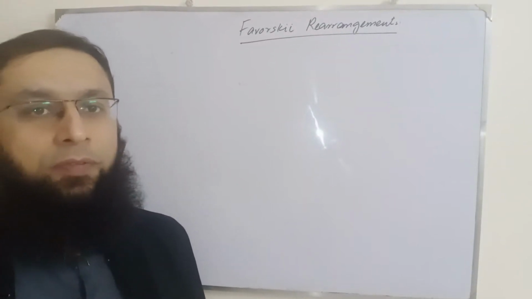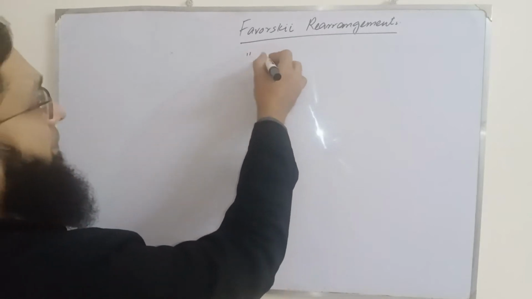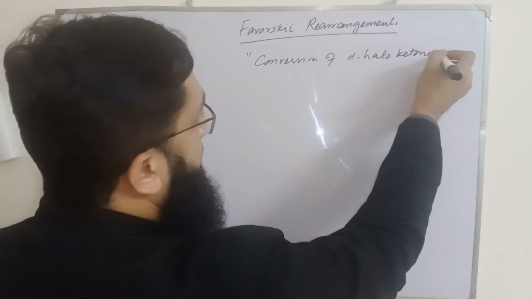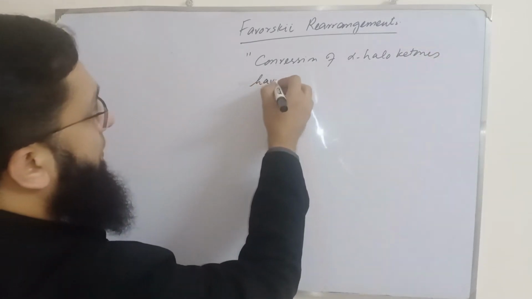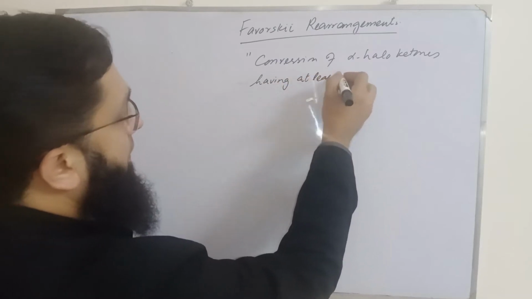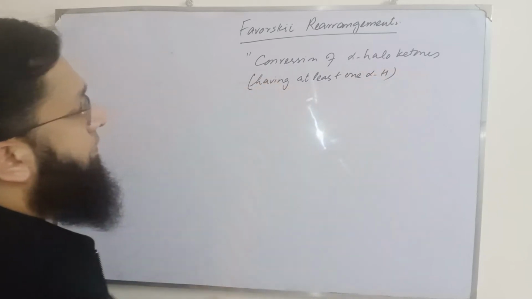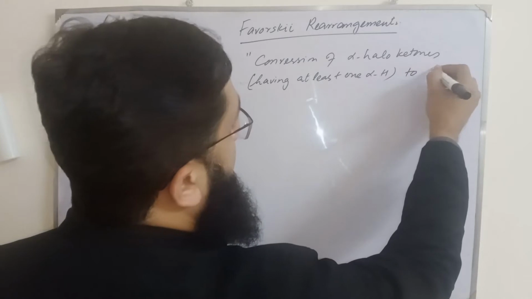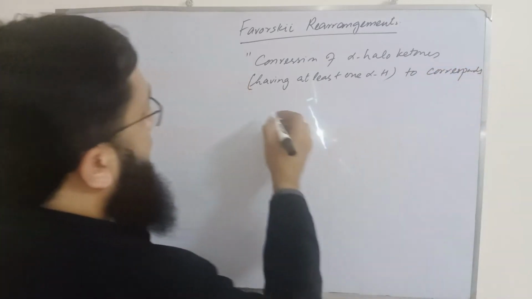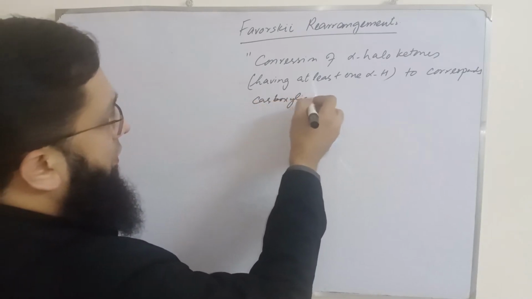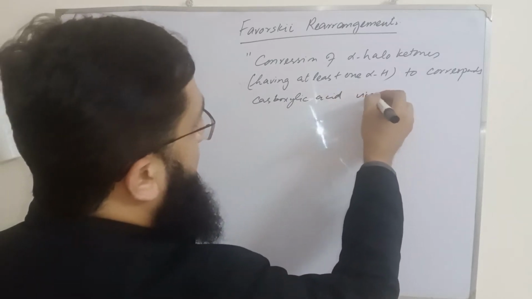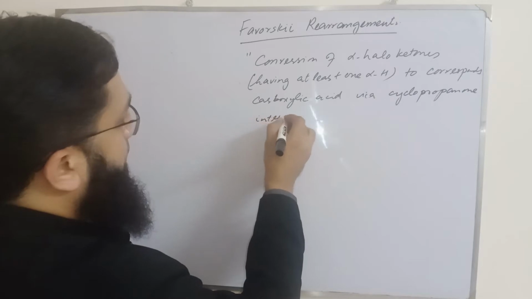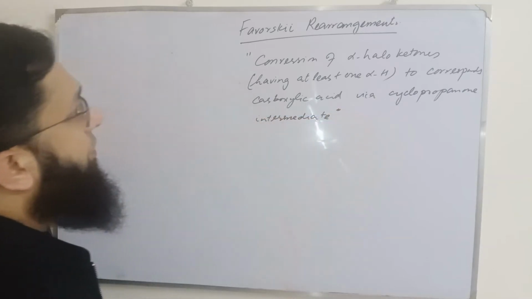Dear students, in this video we will talk about Favorskii rearrangement. Favorskii rearrangement is the conversion of alpha haloketones having at least one alpha hydrogen to the corresponding carboxylic acid derivative or carboxylic acid via a cyclopropanone intermediate. So this is Favorskii rearrangement.